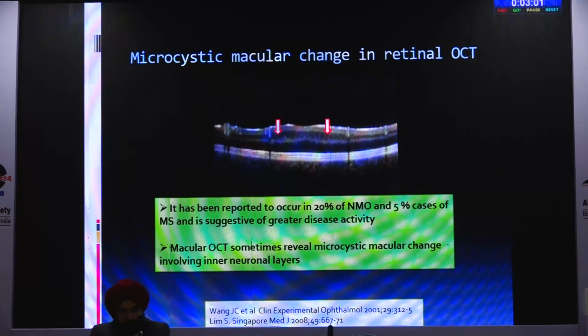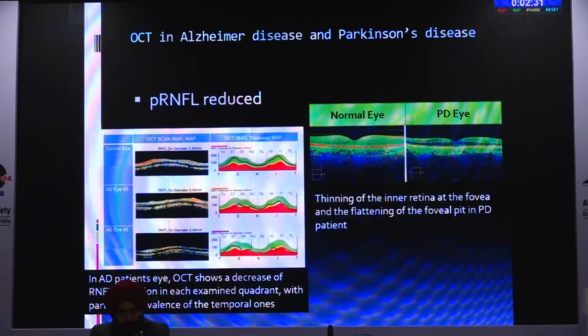Now, this is very, very important when you see the microcystic macular change in retinal OCT. Basically, it has been seen that these changes reveal a microcystic macular change in the inner layer of the neuroretinal layer, which is shown by the red arrow. The important thing is that it has been reported to occur in 20% of NMO spectrum disease and 5% of cases of MS, which is suggestive of greater disease activity. That's very, very important. Now, we know that in the Western population, also in our country, Alzheimer's disease or Parkinson's disease is very, very important, where you get a reduced peripapillary retinal nerve fiber layer.